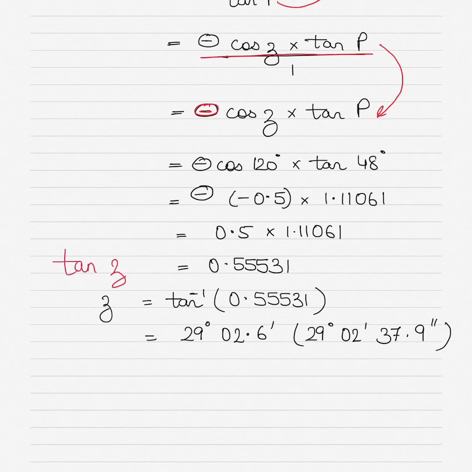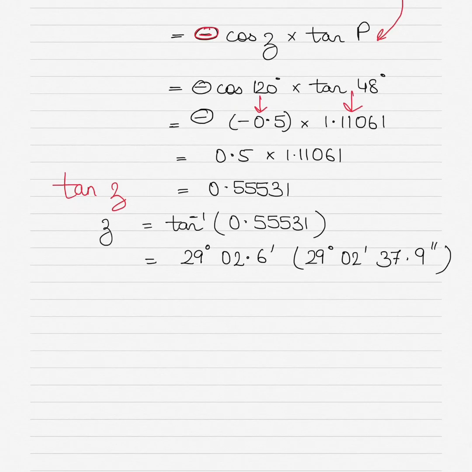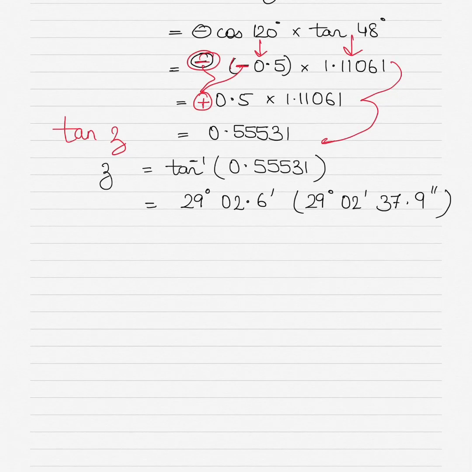Put in the values that you know. So cos 120 multiplied by tan 48. Cos 120 is minus 0.5, and the tan 48 value you can see here is positive. Negative and negative will become positive, so you get a positive value here. Once you put it in the calculator, you will get tan X equals 0.55531. Take tan to the other side, it becomes tan inverse. Tan inverse of this value will give you 29 degrees 2.6 minutes.